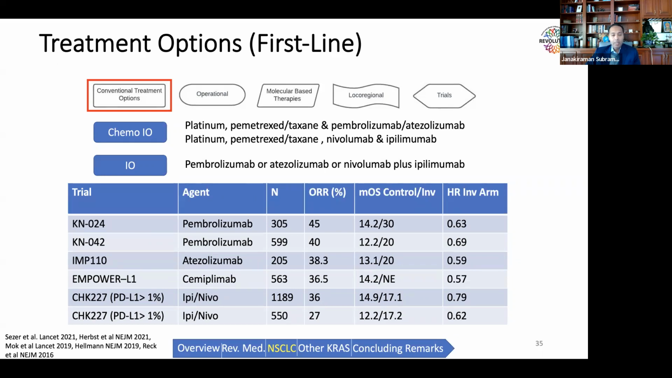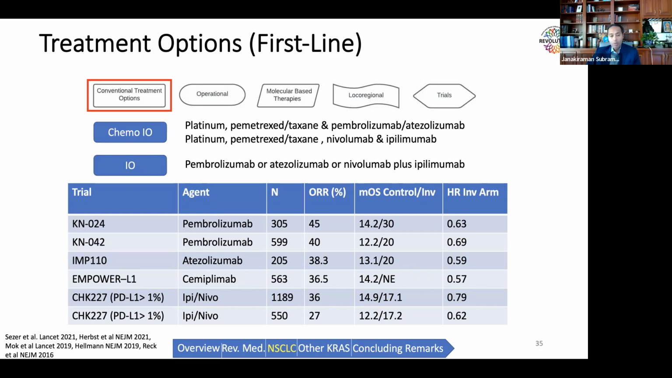What about single agent IO? As I stated before, that's specifically in high expressors of PD-L1 expression. Again, the archetypal study that led to the use of these regimens as single agent was Keynote 24, followed by the phase 3 Keynote 42.